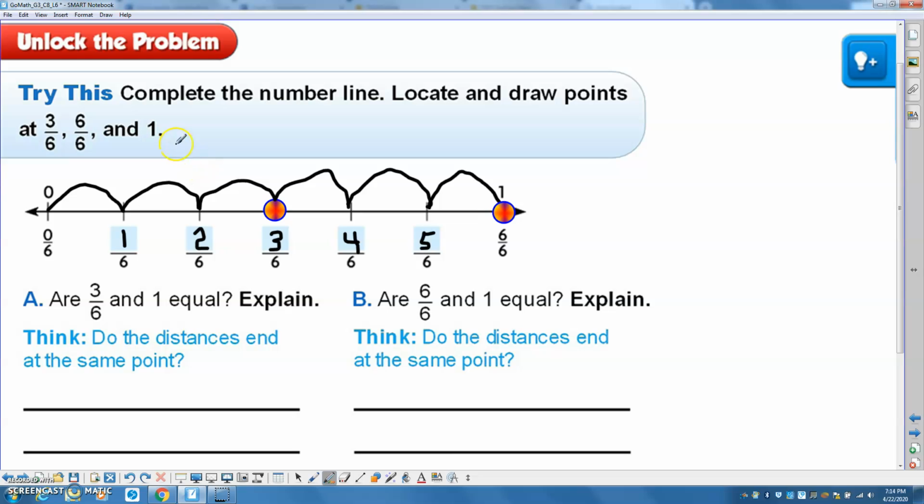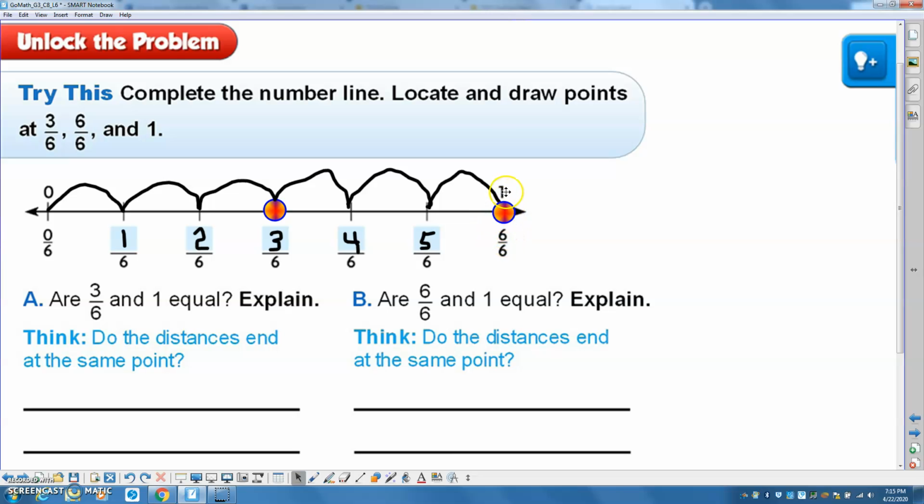Then the last one is 1 at 1 whole. So remember, the whole number line is our 1 whole. So we already have a point at 6/6. Oops. Just kidding. We don't want that point. That's the point in the middle of there. There we go. So now we have a point at 3/6, a point at 6/6, and a point at 1 whole.